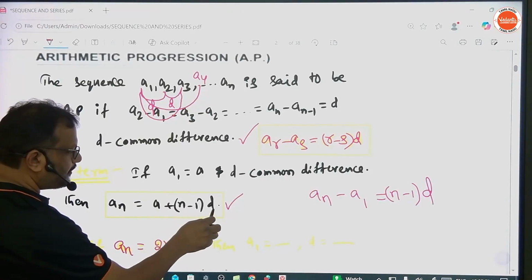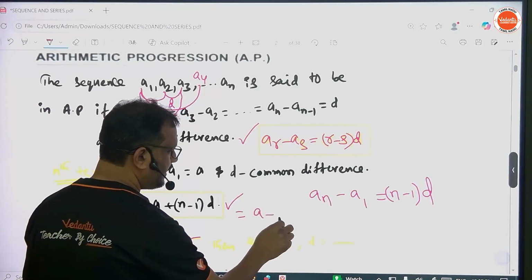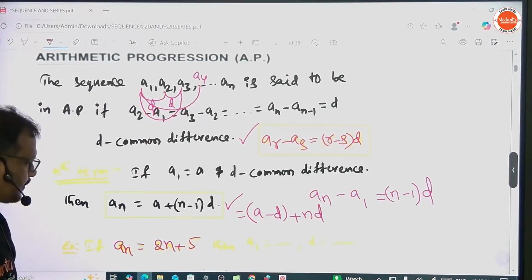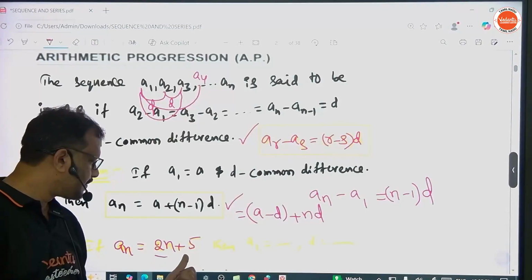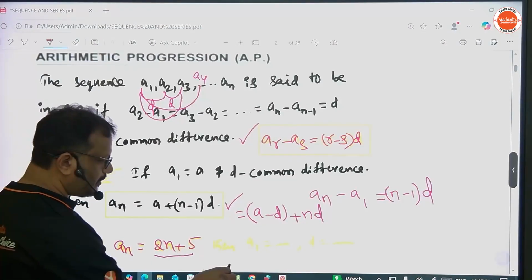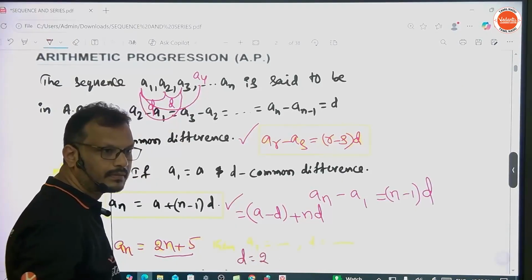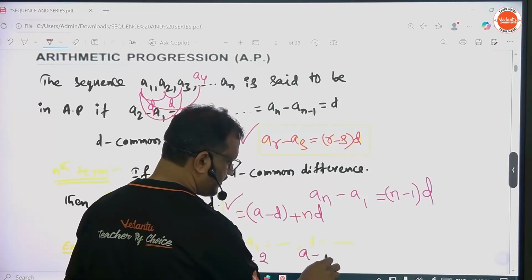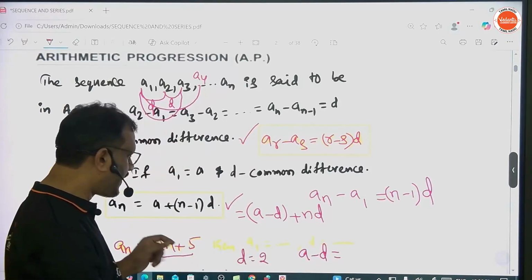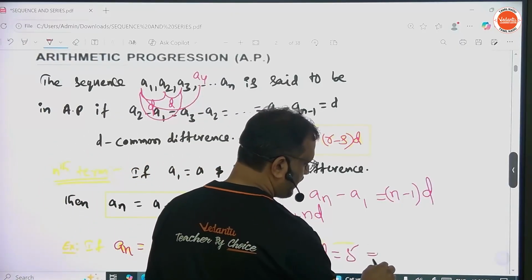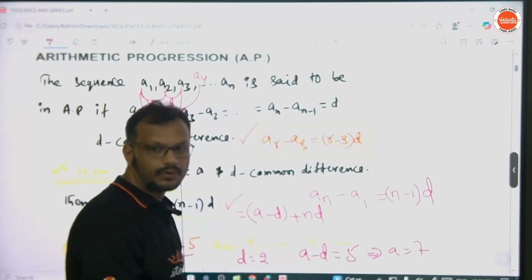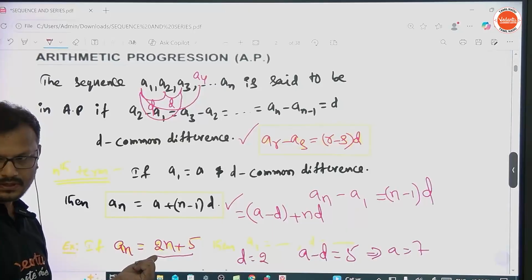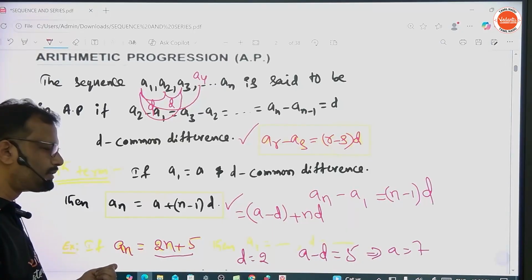What is the nth term? The n coefficient here, if you simplify this one, is a minus d plus nd. Correct? So what is the d value according to this one now? 2. So d equals 2. That's it. What will be the first term now? Based on a minus d equal to 5, finally a will be equal to 7. So if you know the nth term, you can find the common difference and the first term.